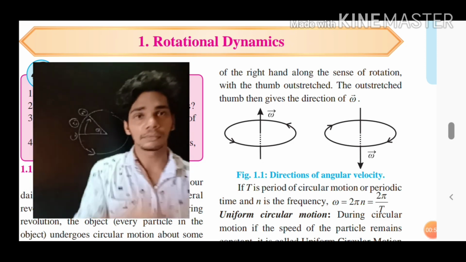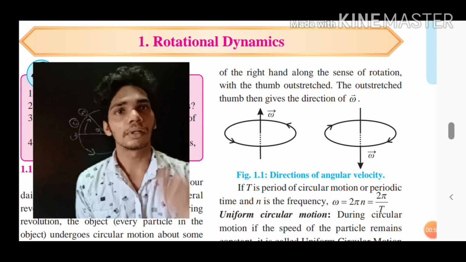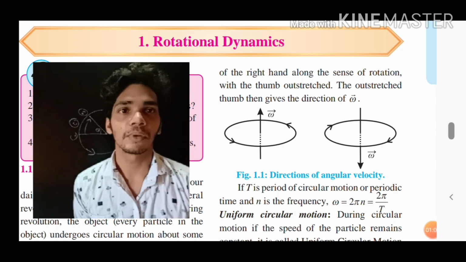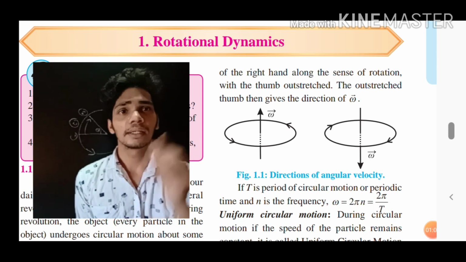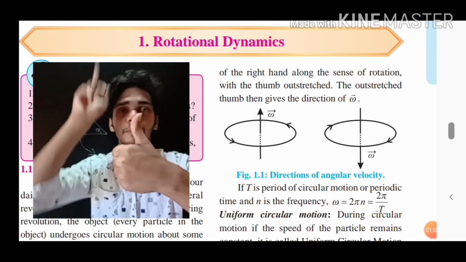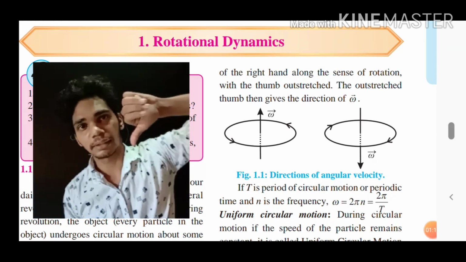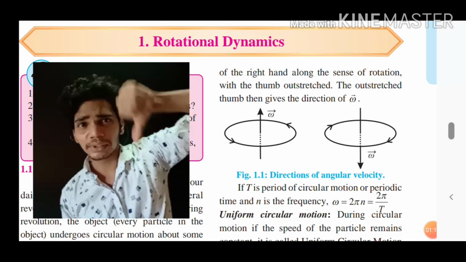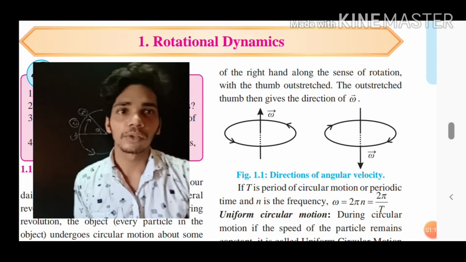Suppose in the diagram that you can see on the video, the first diagram we're talking about, 1.1, if the direction of the circular path is like this, then the angular velocity is showing the upward direction. If it is moving like this, and you curve your finger according to the diagram, it shows the downward direction of the angular velocity.